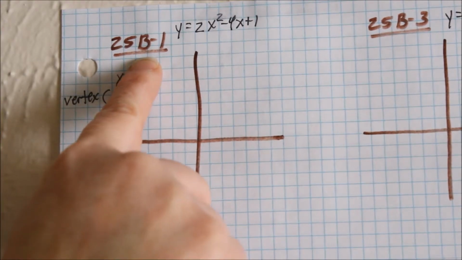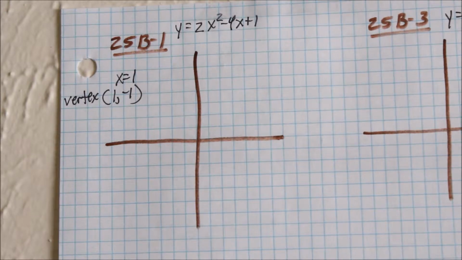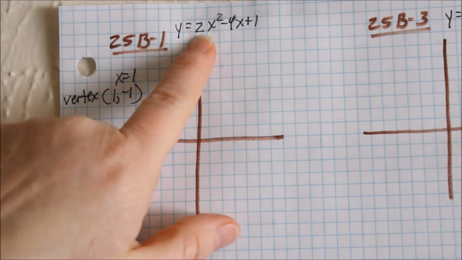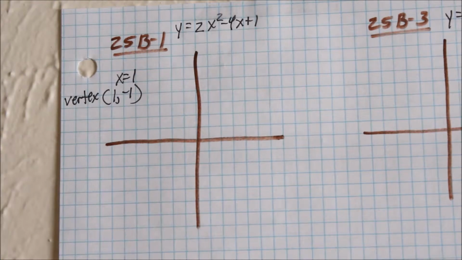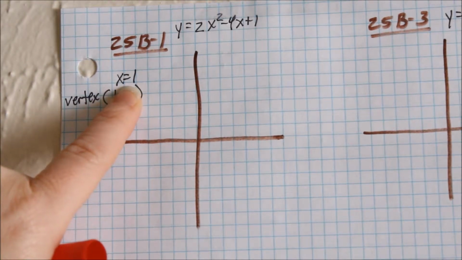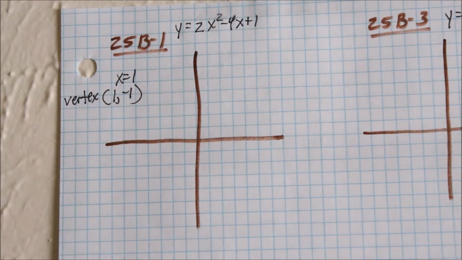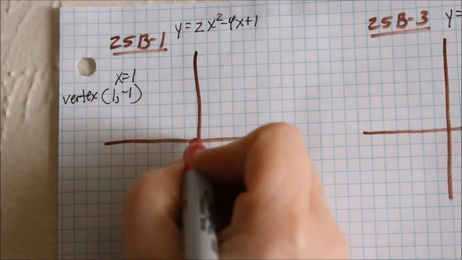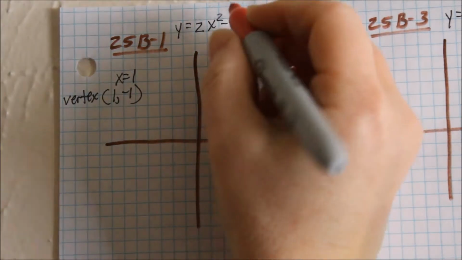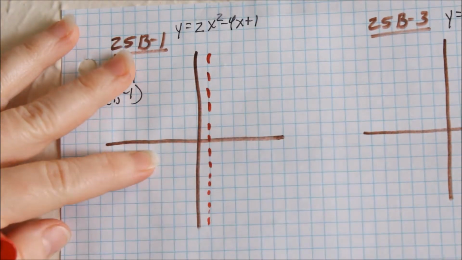Okay, graphing 25b1, here was our equation: y equals 2x squared minus 4x plus 1. It's an up and down parabola. The fact that this coefficient is positive tells me it's facing up, it's smiling. So we calculated that our axis of symmetry is 1. How do you graph x equals 1? Everywhere on that line, your x value is going to be 1. So that is a vertical line. Everywhere on that line, your x value will be 1. So you scoot over from the origin 1, and we are going to draw our axis of symmetry with a dashed line.